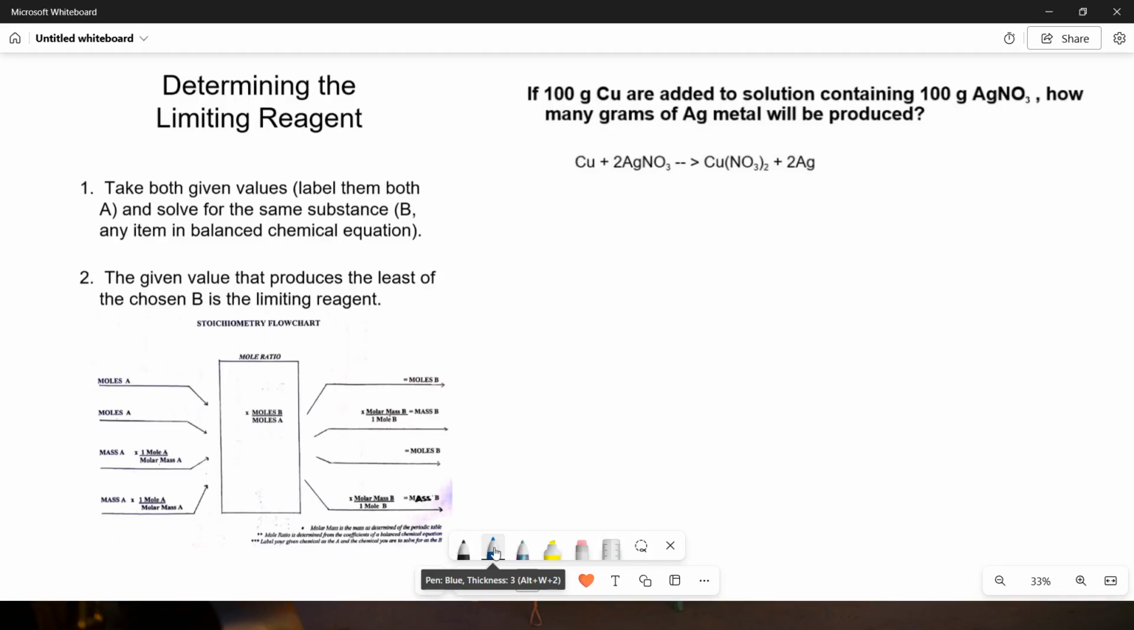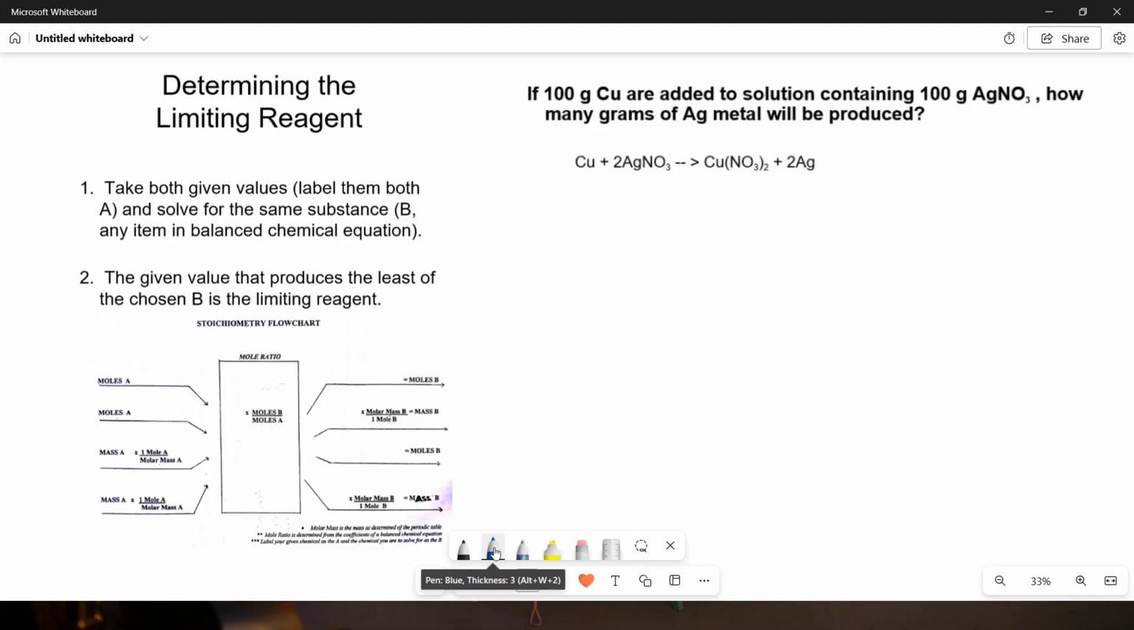Hi Chem Peeps. In this video, we're going to determine the limiting reagent in this problem. The limiting reagent is one of two reactants that you have that will be completely used up in the reaction. The other reactant will be called our excess.